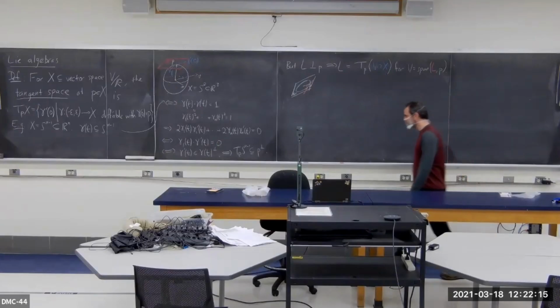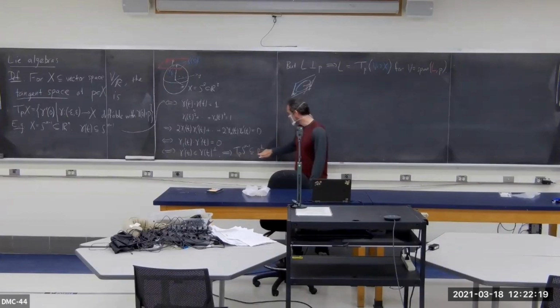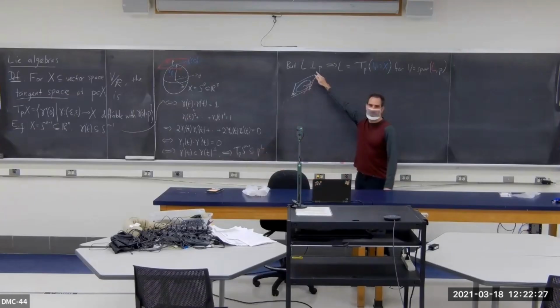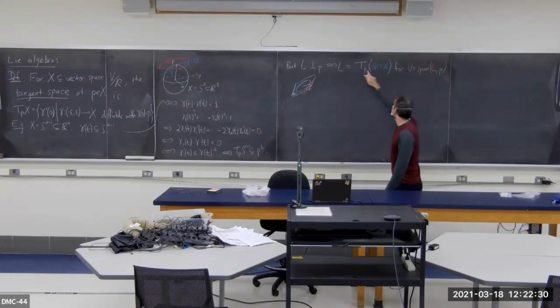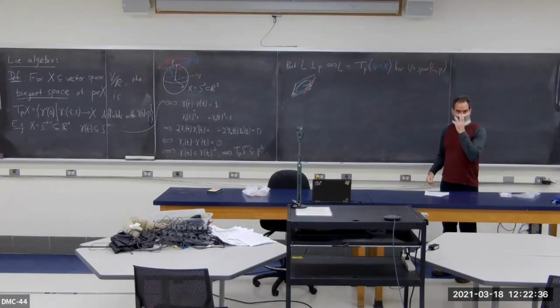Okay, so we did two things. We checked that the tangent space at a point P is orthogonal to P, so that means that every tangent vector is orthogonal to P. And then we checked that if you give me a vector orthogonal to P, it is in fact tangent to the sphere at that point. Questions about this?